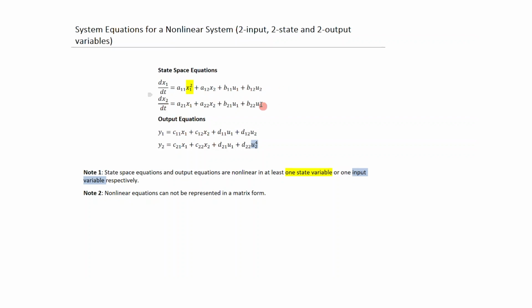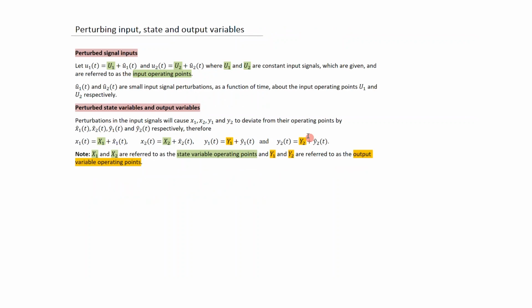In this case, the second one is a linear equation. What about the output equations? Well, the first output equation is linear in x1, x2, u1, u2. Unfortunately, it's nonlinear in the second equation, y2, because of u2. It's u2 to the power of 4. So again, we cannot write this in the form of a matrix equation because we are dealing with a nonlinearity here.